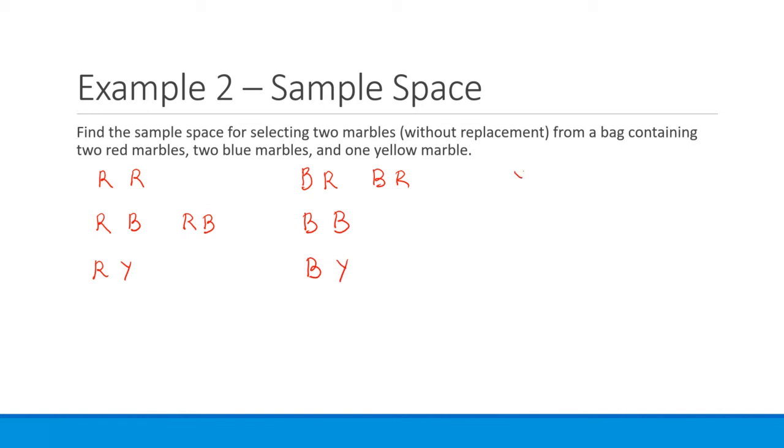Now let's say you pick a yellow marble, so you can have a yellow and then a red, and since there's two reds, you can list those separately. Or you can pick blues. You can have a yellow and a blue. There's only one yellow, so you can't pick another yellow.